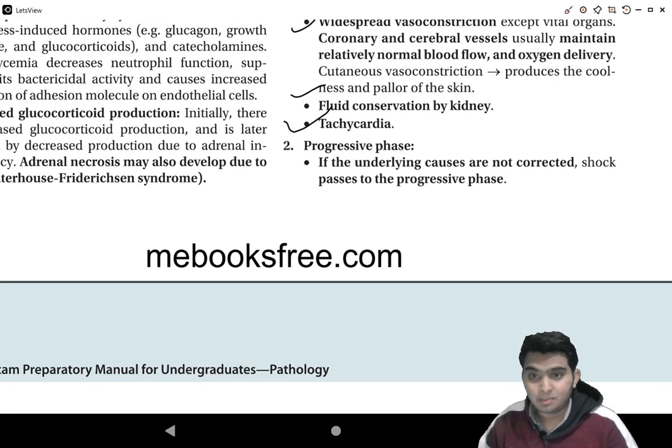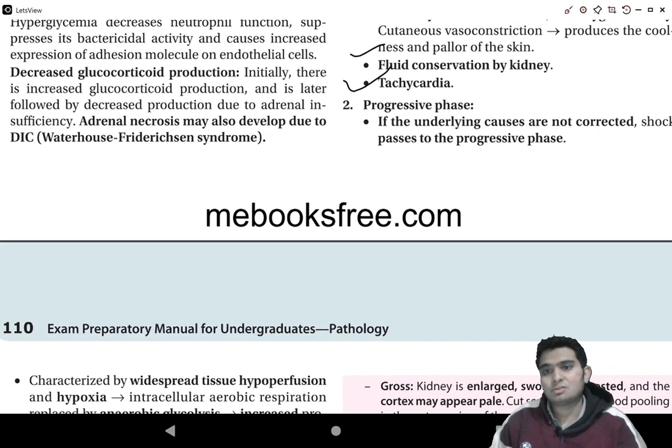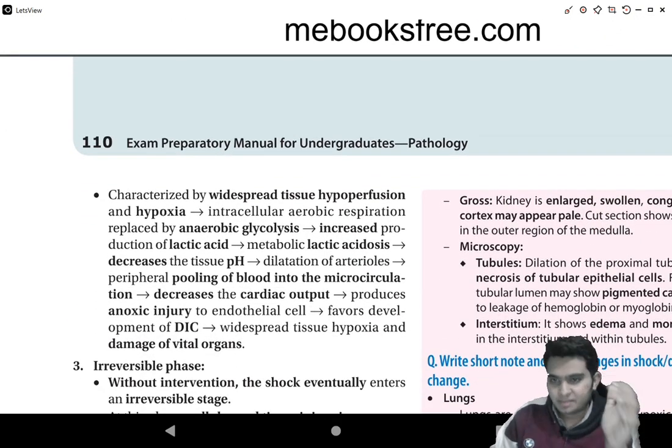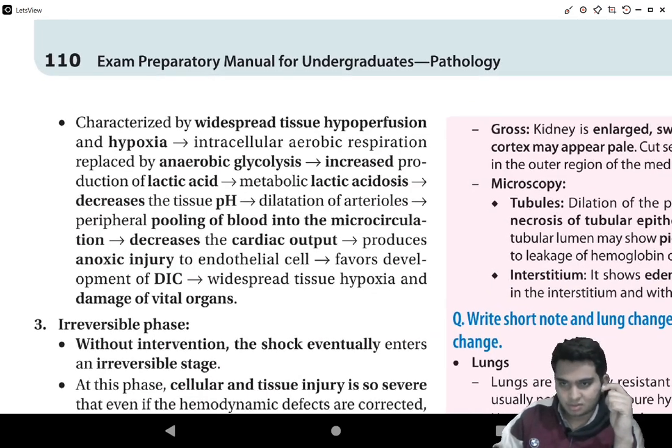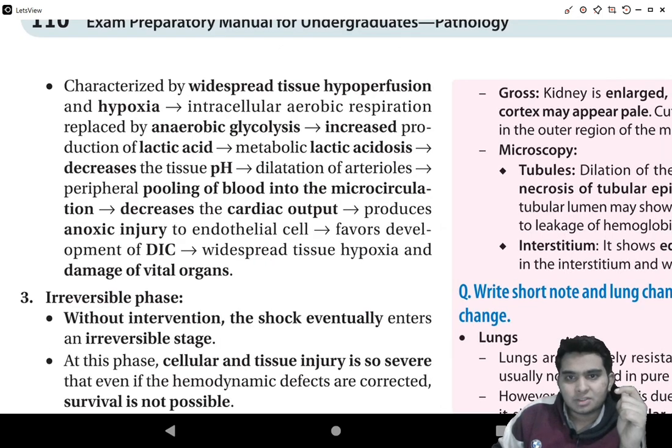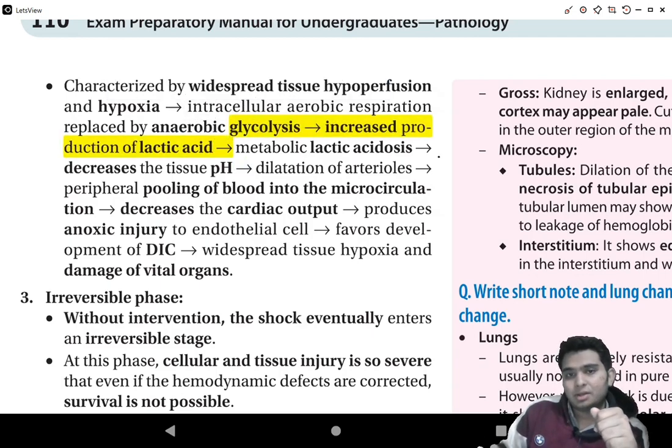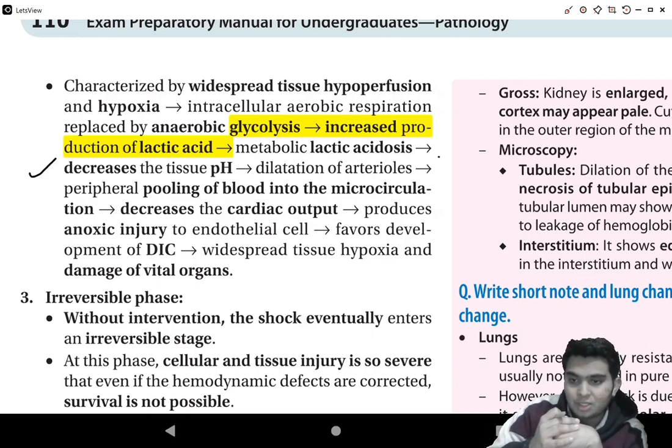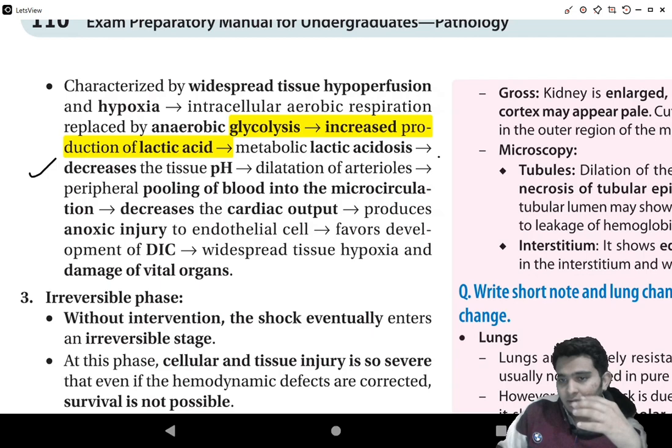And in the progressive phase, if the underlying causes are not corrected, it passes to the progressive phase. I have talked earlier about this mechanism, but let's talk about it once more. It is characterized by widespread tissue hypoperfusion and hypoxia. Then it leads to anaerobic glycolysis, increased production of lactic acid, metabolic lactic acidosis, and decreased tissue pH. Dilatation of arterioles leads to peripheral pooling of blood in the microcirculation, which decreases the cardiac output. Then it produces anoxic injury to the endothelial cells, favors development of DIC, widespread tissue hypoxia, and damage to vital organs. This mechanism is the same as we have discussed earlier.